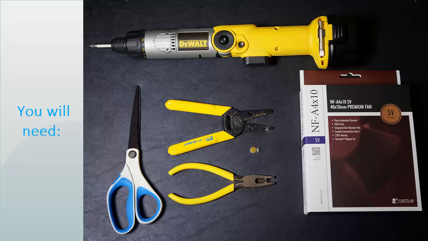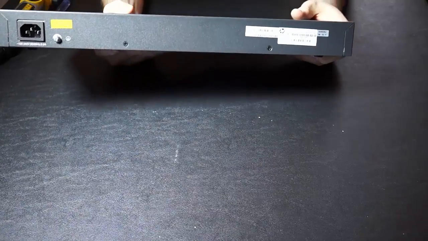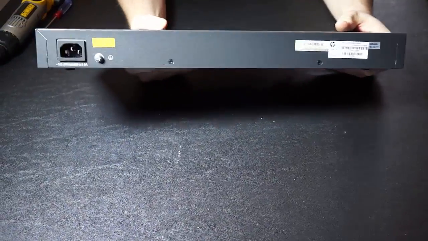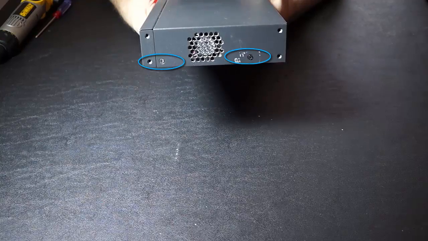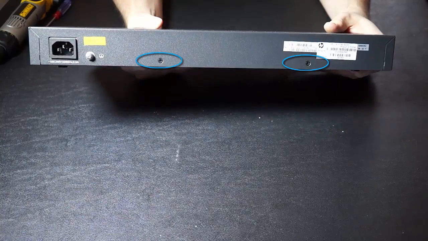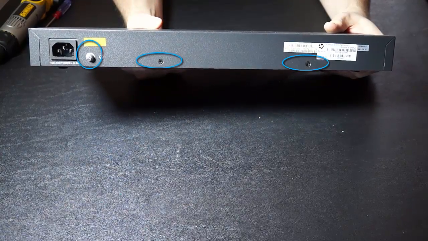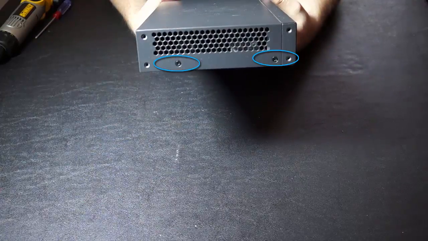1910 switch. That's a 40 by 10 millimeter 5 volt fan. So I've provided a Noctua premium fan. That'll be the replacement fan. In order to open the HP V1910, we're going to need to remove 7 screws. 2 on this side, 2 small screws and a large silver screw on the back, and 2 screws on the other side.